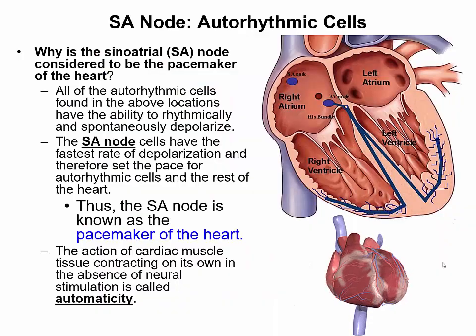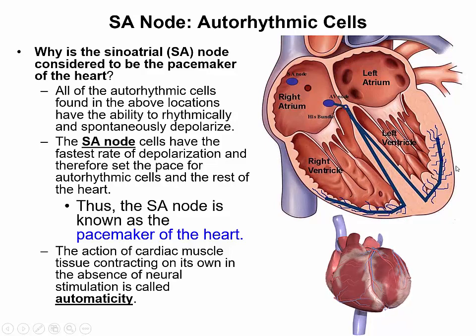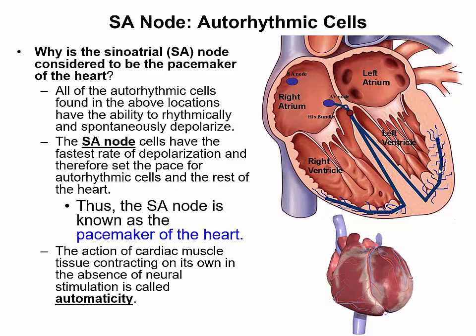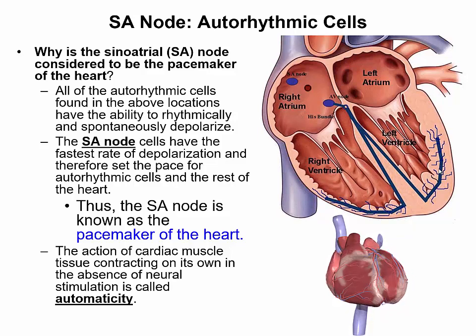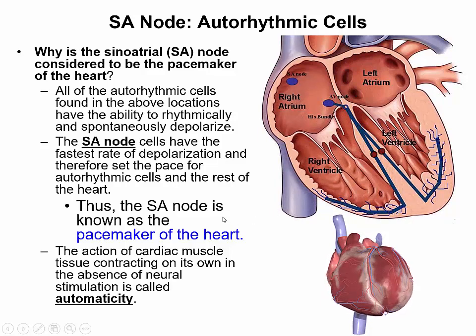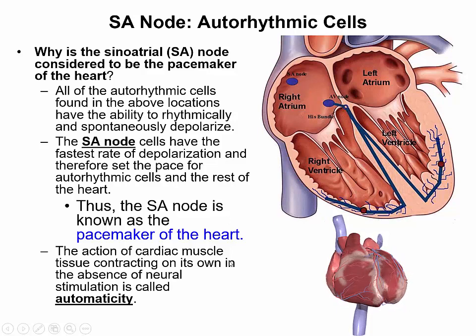The collection of autorhythmic cells that's important in setting the pace of the heart is called your sinoatrial node, or SA node. And it's considered the pacemaker of the heart because of all the autorhythmic cells, which you have here: the SA node, AV node, bundle of His, and right and left bundle branches of Purkinje fibers. These are all made up of autorhythmic cells, but the SA nodal cells can spontaneously depolarize faster than the other autorhythmic cells. Since they have the fastest rate of depolarization, they set the pace for the rest of the heart. Thus, the SA node is known as the pacemaker of the heart.